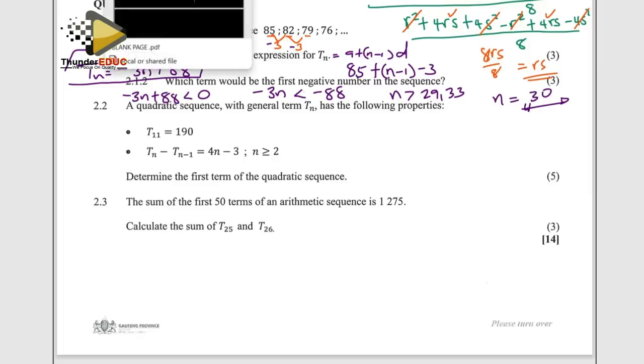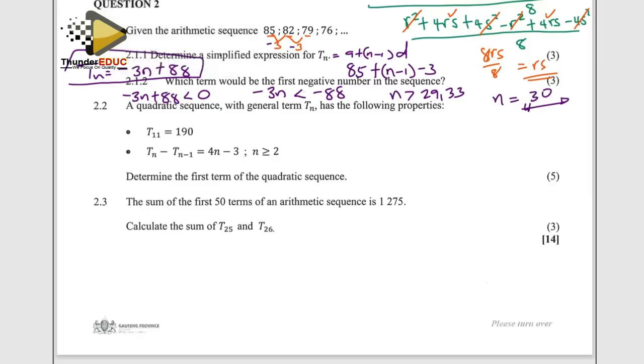They are telling us that a quadratic sequence with a general term Tn has the following properties. T11 is 190, and then Tn minus 1 is given as this. So this equation is just for the first differences. Okay, but there is a condition. n must start from 2 and above.